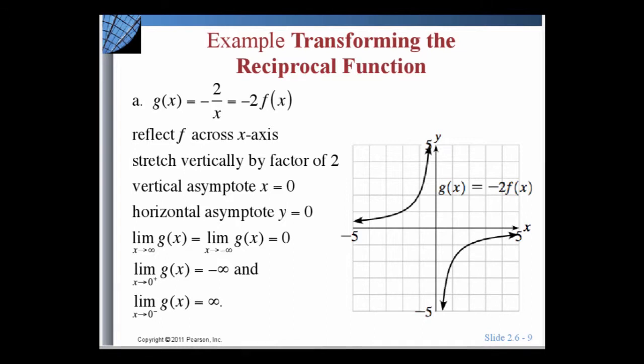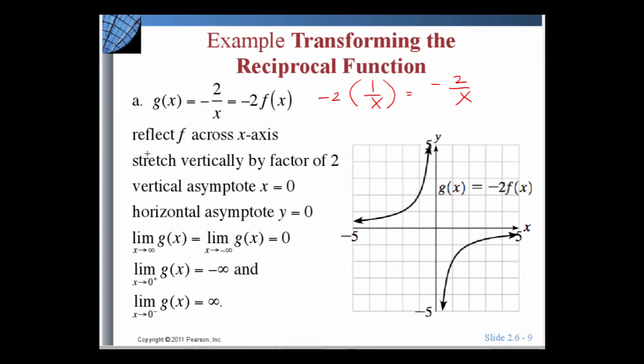So let's start with g. G of x is negative 2 over x, which is the equivalent of negative 2 times f of x, because what is f of x? F of x is 1 over x. So negative 2 times 1 over x is negative 2 over x. So that's how we get g. So g is formed by multiplying f by negative 2.